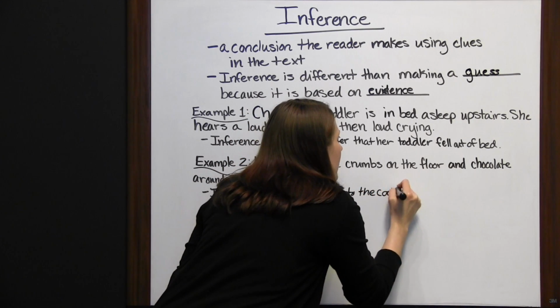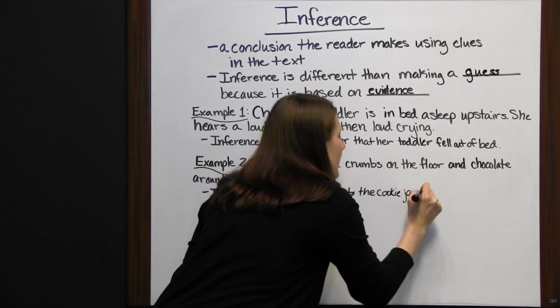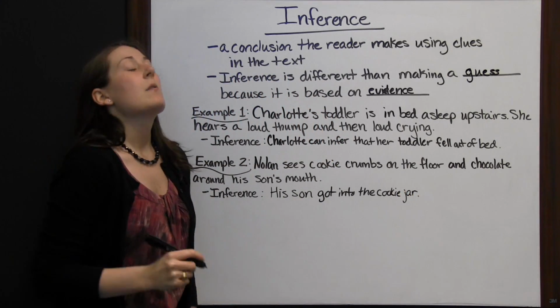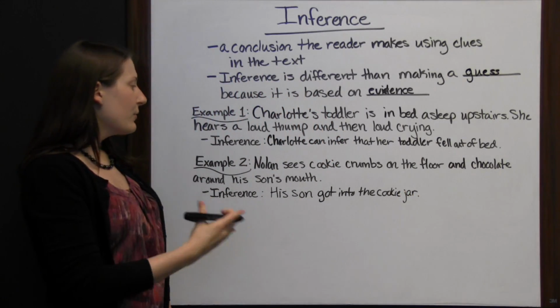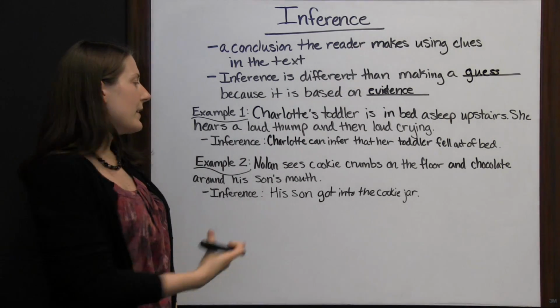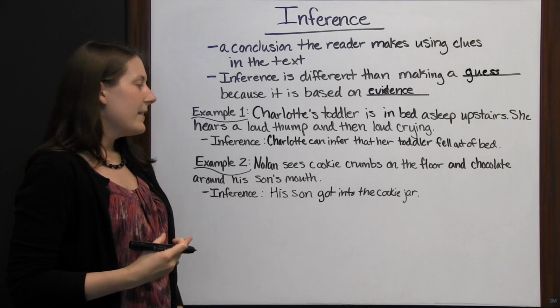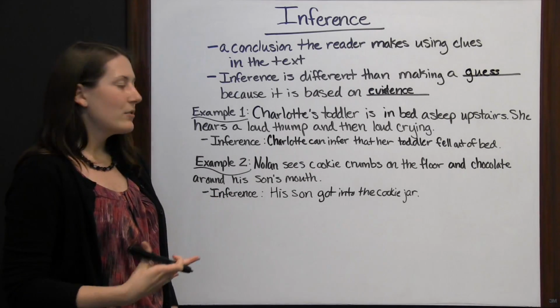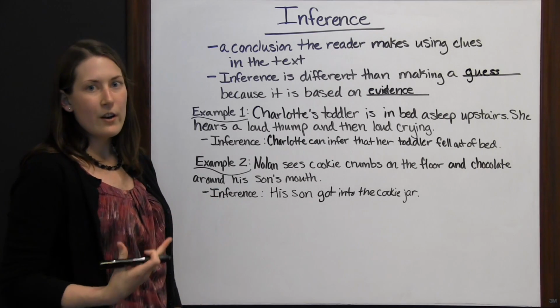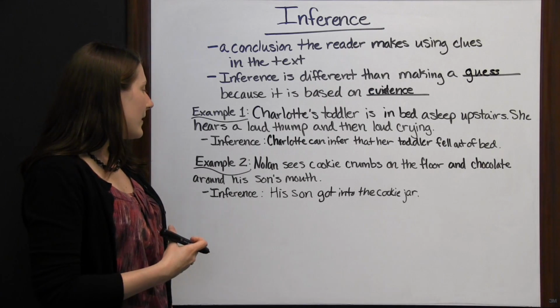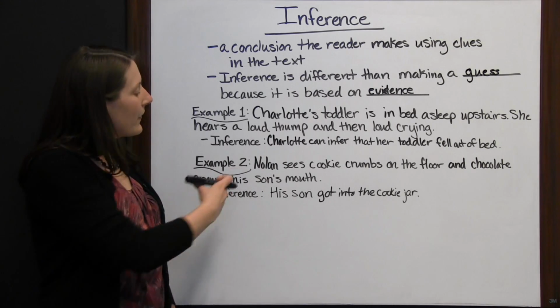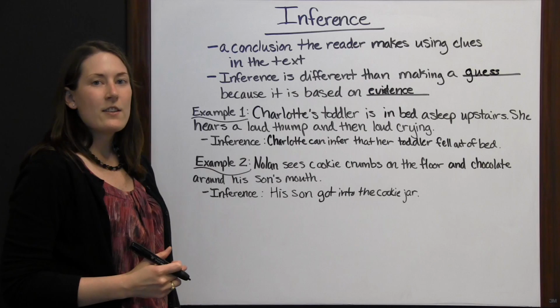And it may not be the cookie jar, it may be that he got into a pack of cookies, but you don't really know the rest of that. You just know that if there are cookie crumbs on the floor and chocolate around his son's mouth, the kid got into cookies somehow. So you can infer he got into a cookie jar or a pack of cookies without the authors explicitly saying that to you.